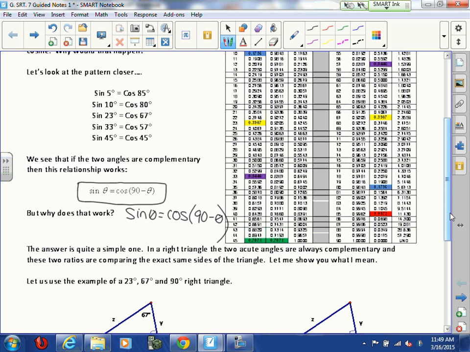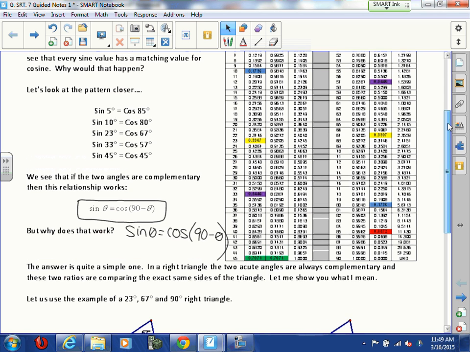Now, the big thing here is with your cofunctions, sines on the left, cosines on the right. So think about this. If we have cosine of 85, what's sine going to be? 5. Because 85 plus 5 gives you 90. If I have cosine of 30, what's sine going to be? 60.